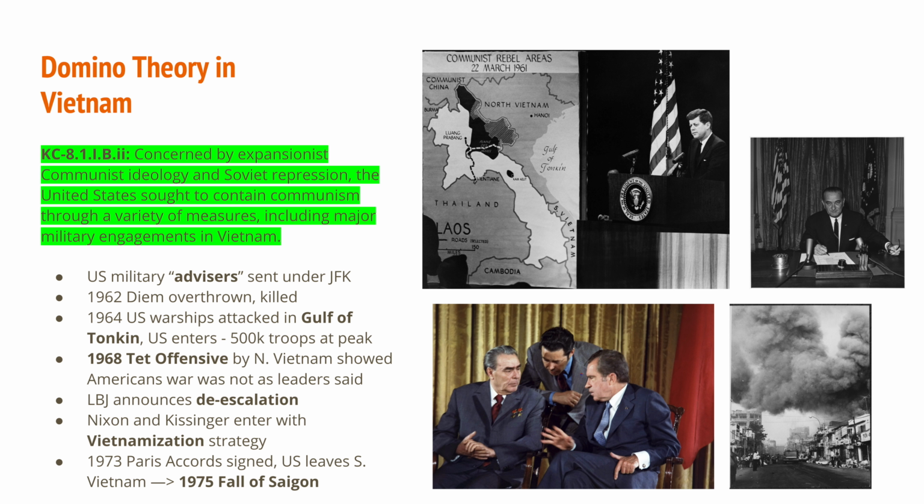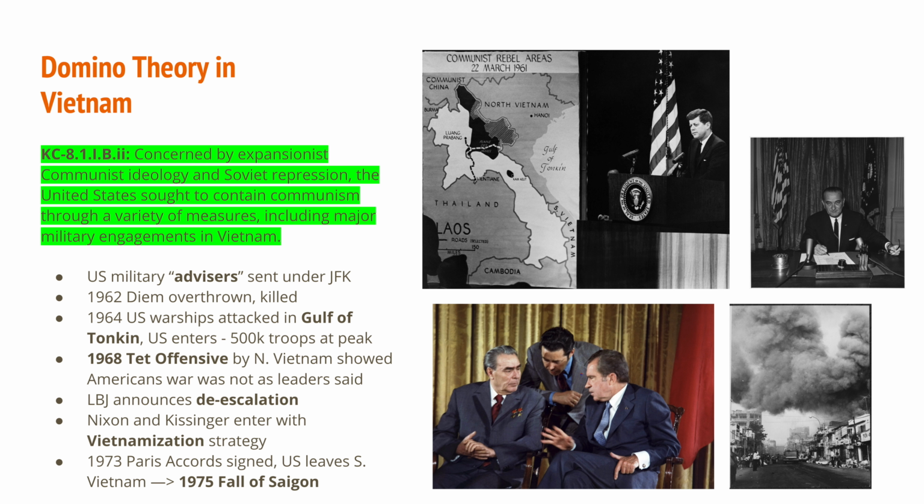So, concerned by expansionist communist ideology and Soviet repression, the United States sought to contain communism through a variety of measures, including a military engagement in Vietnam. President Kennedy takes power in 1961, right around the same time that Ngo Dinh Diem starts to lose favor of his own people. But to try and continue to maintain some sort of order, the United States begins to send military advisors, in quotations, really just soldiers in non-combat roles. In 1963, a couple of weeks before Kennedy is assassinated himself, Diem is overthrown and killed.